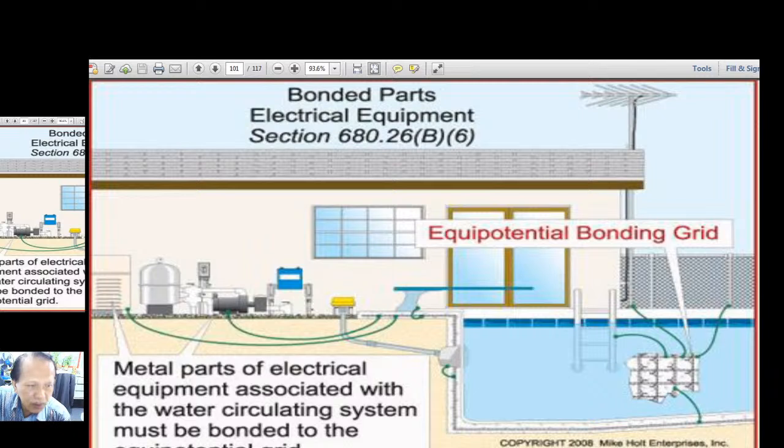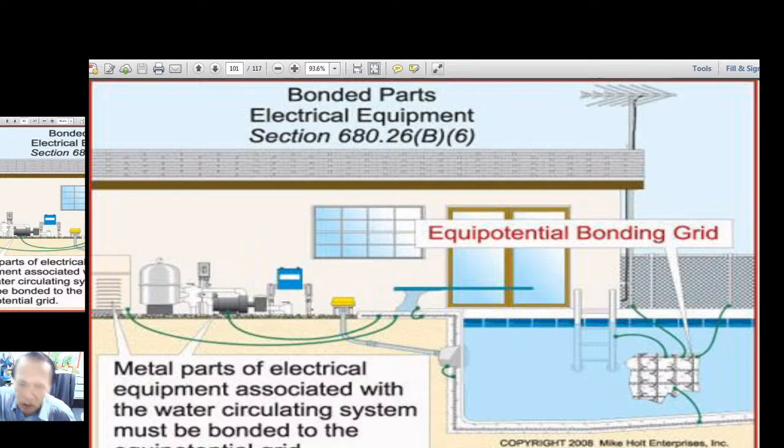Say the pump is made of metal, it must be grounded. Here you have a furniture, a seat, or a diving board. I'm sorry, a diving board must be grounded also. So anything that is metallic in the pool must be adequately grounded to the rebars of the system or through ground rods.